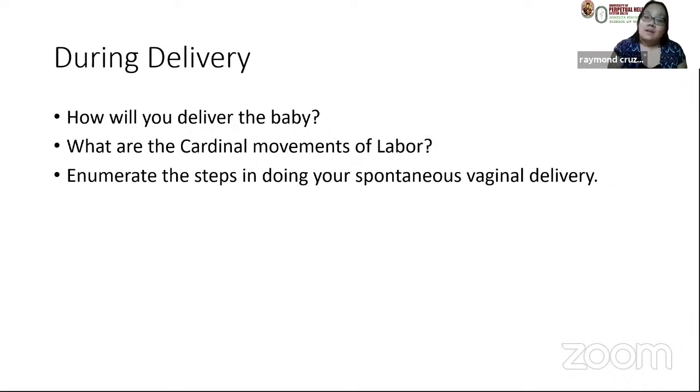Okay. Once you have delivered the placenta, what will you do? Check for the vessels of the placenta. For the placenta, you check for 2 arteries and 1 vein. What else will you check for? Whether the placenta has complete cotyledons. What else? Lengthening of the cord.